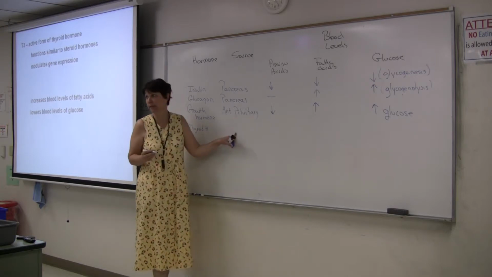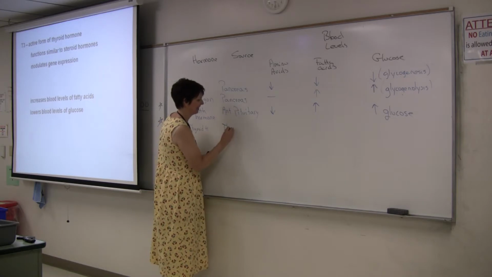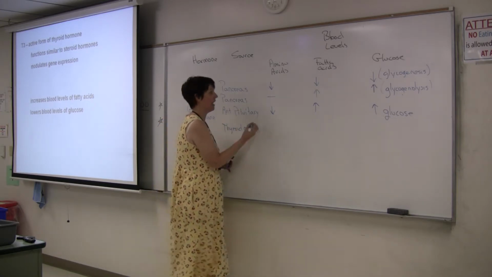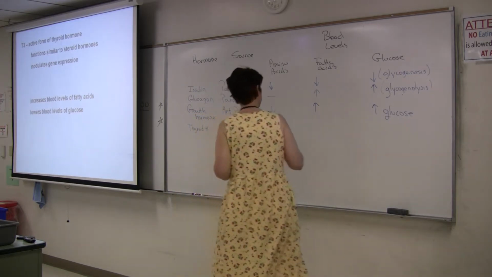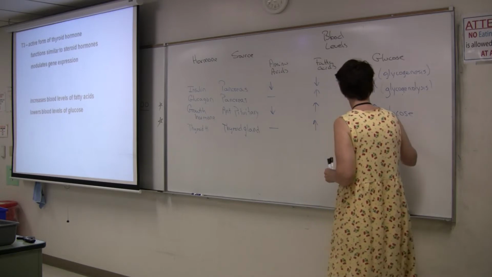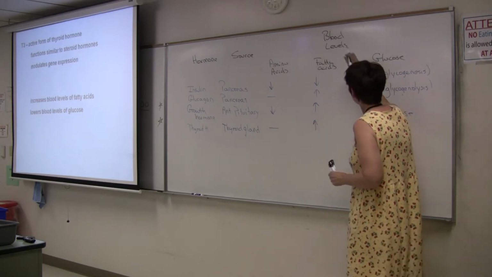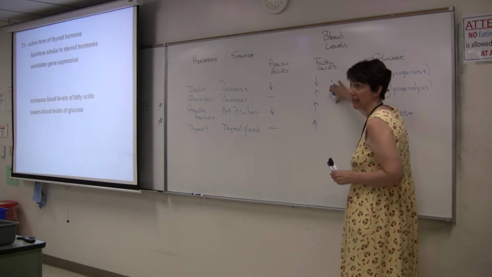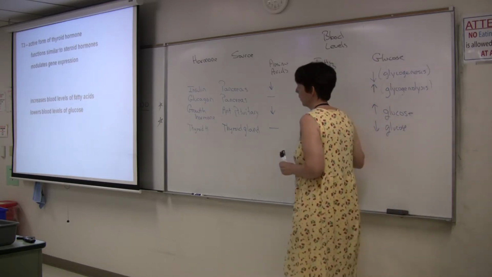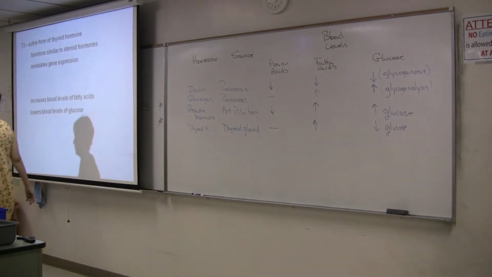Thyroid hormone, I hope nobody misses where it's made. So again, it doesn't have much effect on amino acids. It's going to elevate fatty acids, and it's going to lower glucose. Remember, insulin lowers everything. Okay? Thyroid just lowers glucose, but it adds fatty acids to the source of fuel.